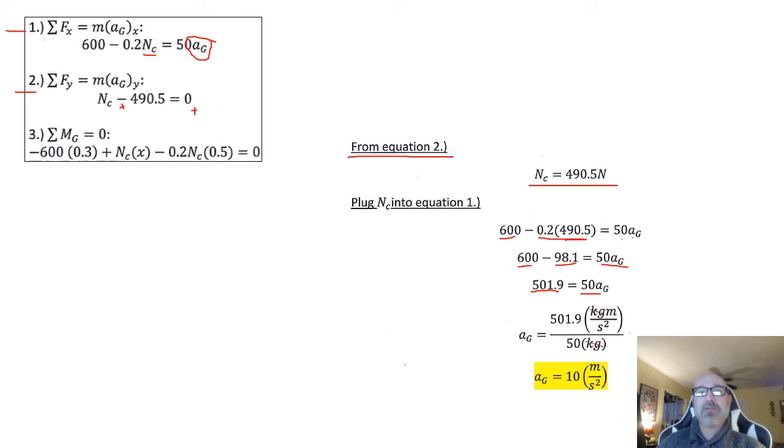501.9 divided by 50. And now I'm doing a little bit of unit analysis. As I'm plugging these into each other, I want to make sure this is an acceleration. Do I have the right units for acceleration? Did I do my math right? Did I plug in correctly? So I plug in my units here. This is in kilogram meters per second squared. This is in kilograms. The kilograms cancel out. And what I end up with is A sub G is equal to 10 meters per second squared, and that is correct. Those are the units for acceleration that I would expect.